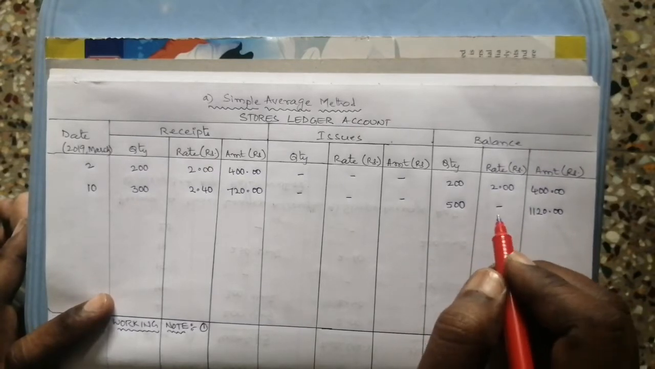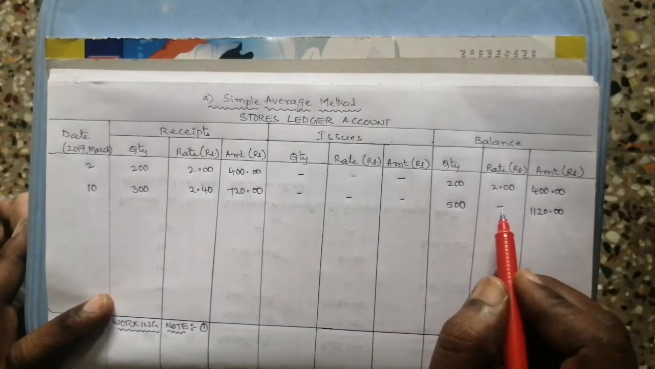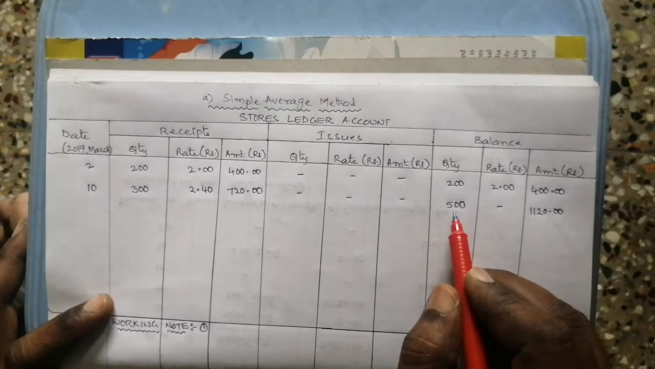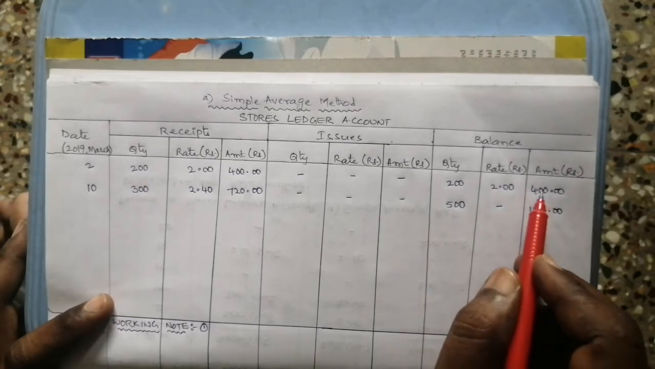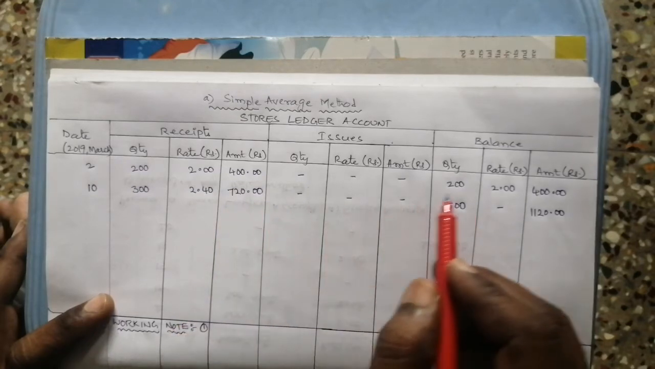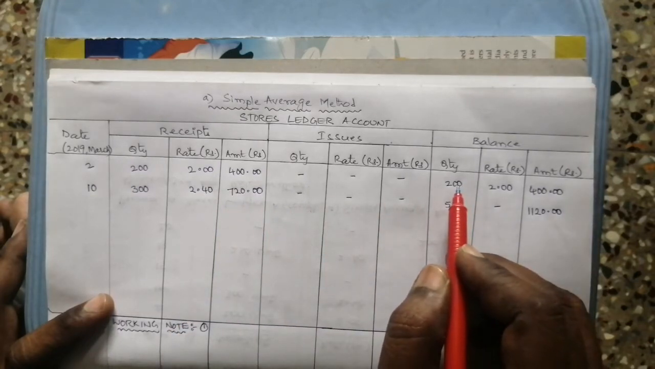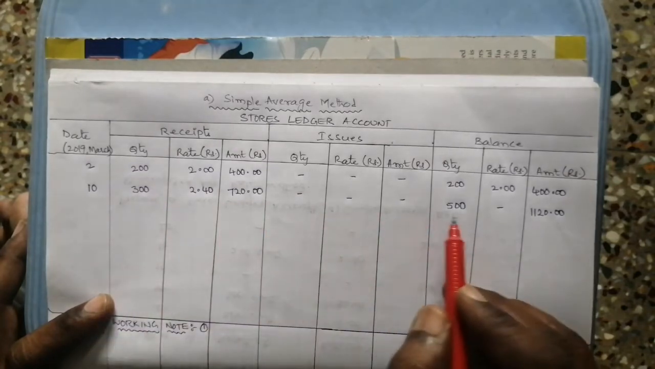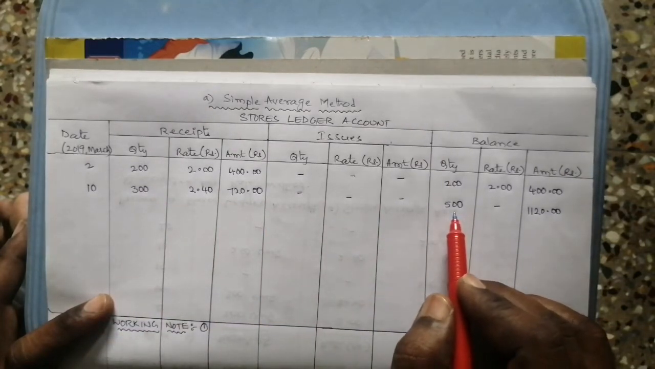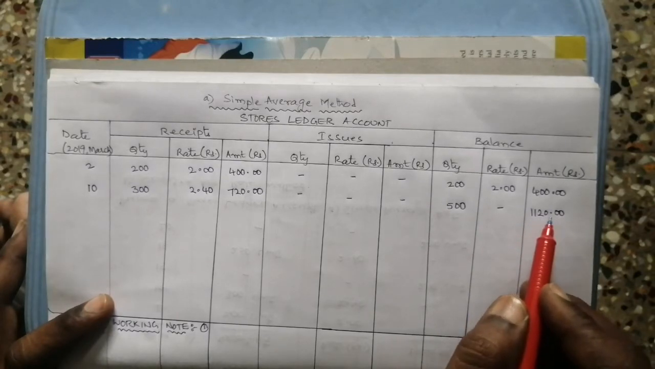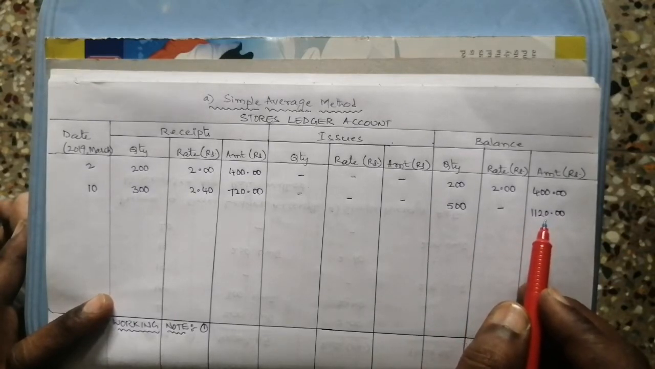So right now there is no need to mention the rate per unit. Only take the amount and quantity. For the amount, you add the balance plus current receipts. Similarly, for quantity, you add the balance quantity plus the quantity of the receipts today. Now we have 500 quantity in the balance and 1120 rupees in the balance amount on the day of March 10th, 2019.